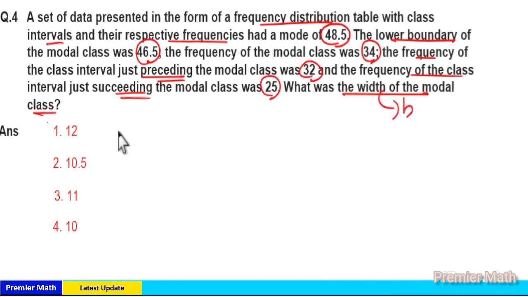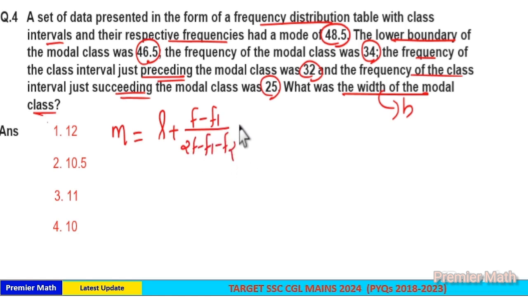Width is h. So here the mode formula is equal to L plus (f minus f1) divided by (2f minus f1 minus f2) into h. Here h is the width.